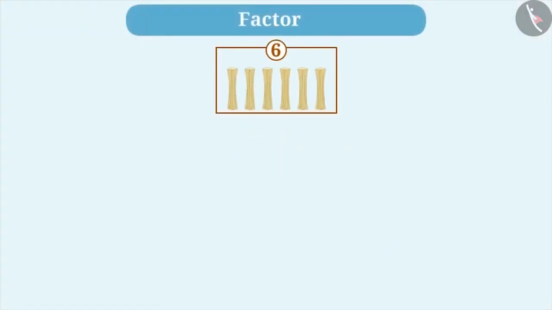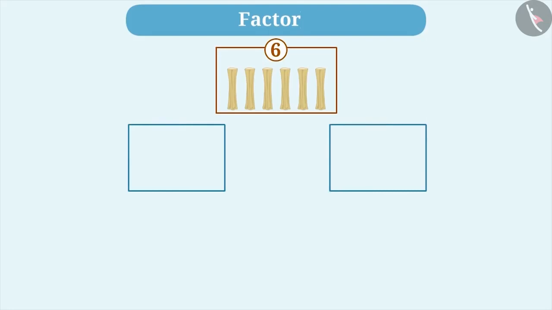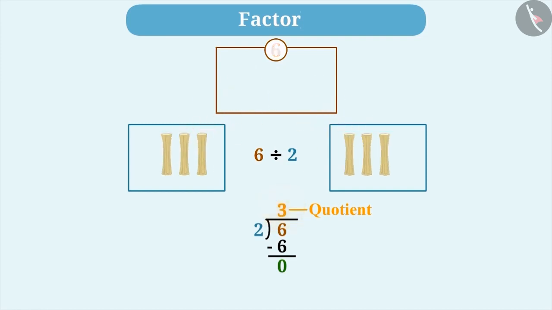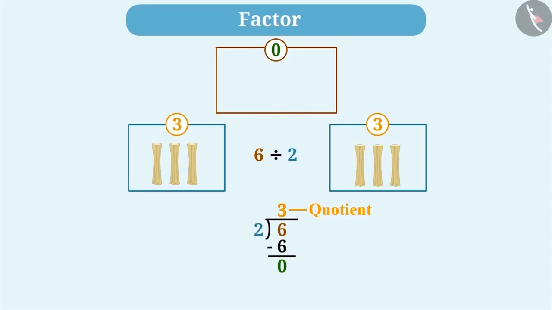Here we see 6 sticks. If we have to divide them equally between the two groups, then how will we do it? We have to divide 6 by 2. On dividing, we get 3 as quotient and the remainder is 0. From this, we get to know that each group gets 3 sticks. Remainder 0 has a great importance.